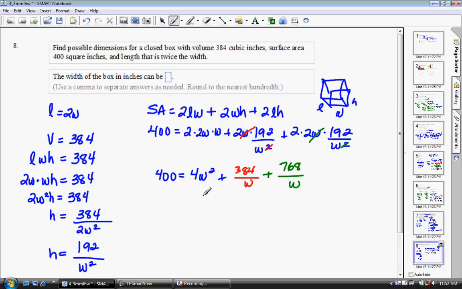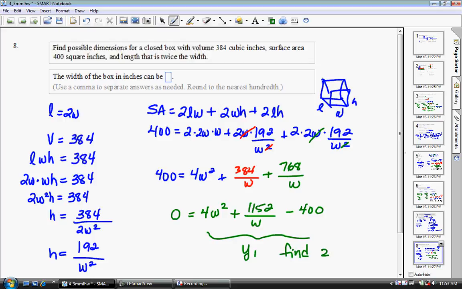So we need to solve this equation. Well, we can do that if we set it to 0, right? So we could have 0 is equal to 4W squared, and actually combine some like terms here, right? 384 over W plus 768 over W combines to be 1152 over W, because they're the same denominator, and then minus 400. So we can solve this graphically. If we input this into y1 and then find the zeros, we get the solution to our problem.